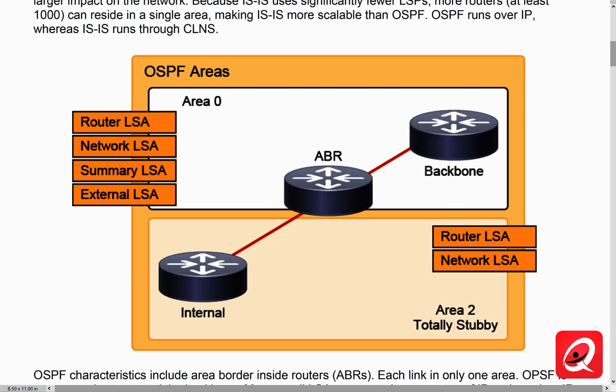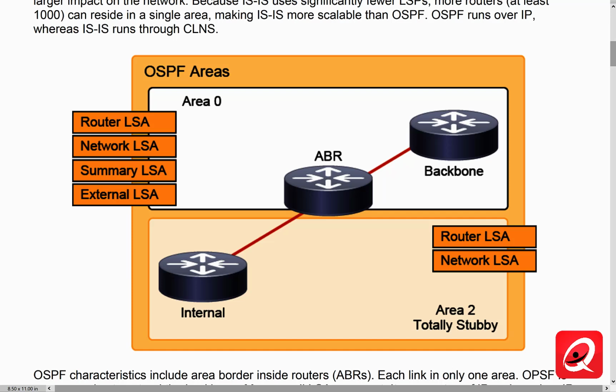Each packet does have to be routed. Routing does take resources, so more packets potentially represent a larger impact on the network, of course. ISIS does use a lot fewer resources. We can have up to 1,000 routers in a single area, meaning that ISIS is definitely a lot more scalable than, say, OSPF. OSPF also runs at the network layer, over IP, whereas ISIS runs through CLNS at layer 2.